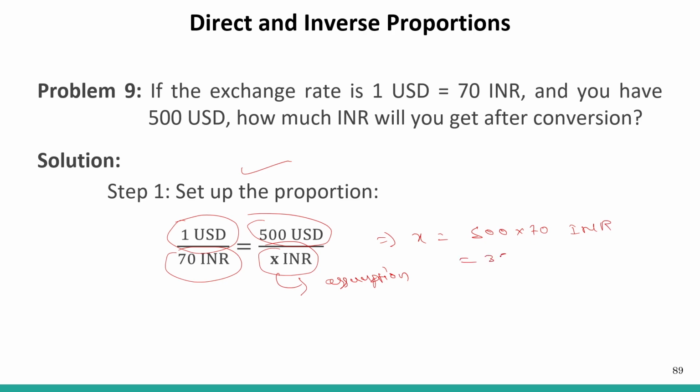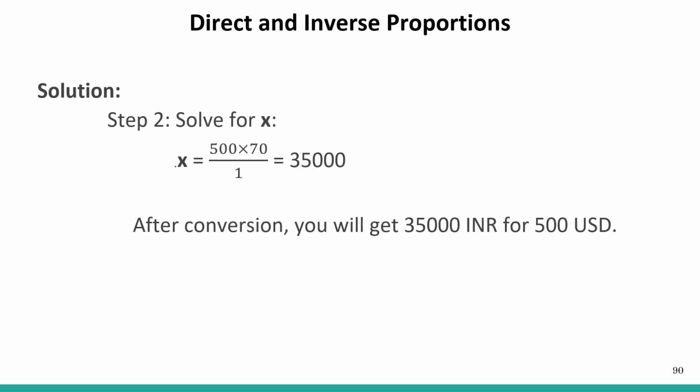So this will be 35,000 Indian rupees. This will be the answer. So solving for X is equal to 500 into 70 by 1 is equal to 35,000 rupees. So after conversion, you will be getting 35,000 Indian rupees. This much amount of Indian rupees for 500 US dollars after conversion.